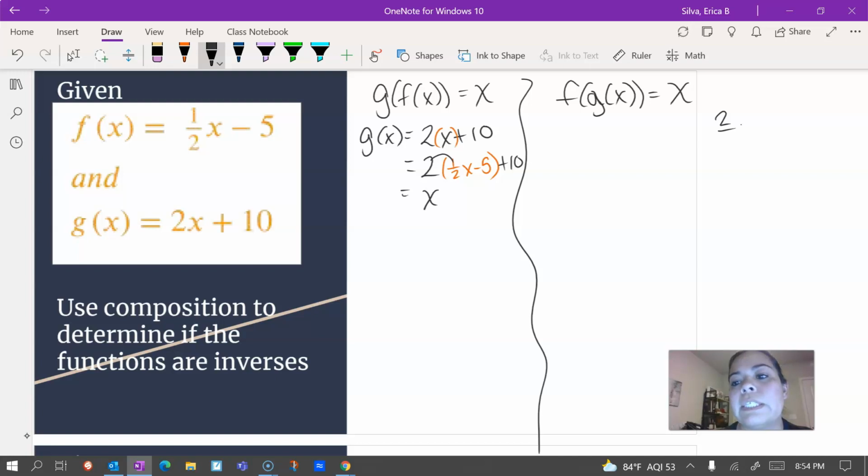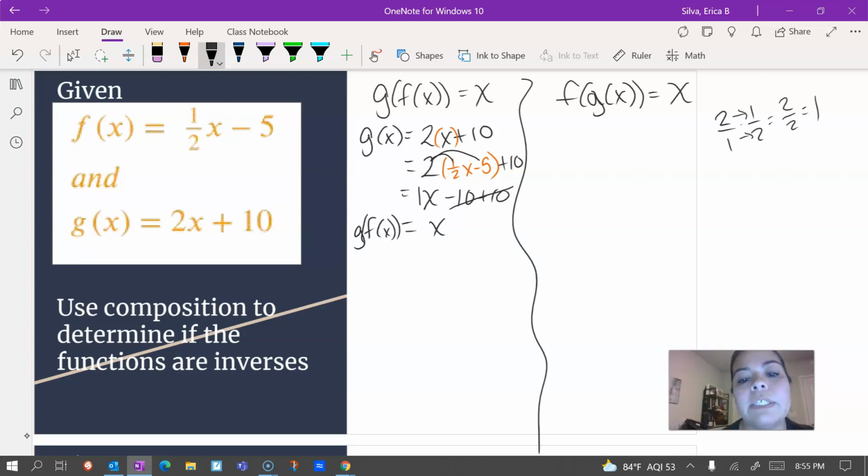When we have a fraction, we multiply it by a whole number. You make that whole number a fraction. So 2 times 1 is 2, 1 times 2 is 2, and 2 divided by 2 is 1. That's where we get that 1 from. And then 2 times negative 5 is negative 10, plus 10. And these two end up giving us 0. So we get g of f of x is equal to x.